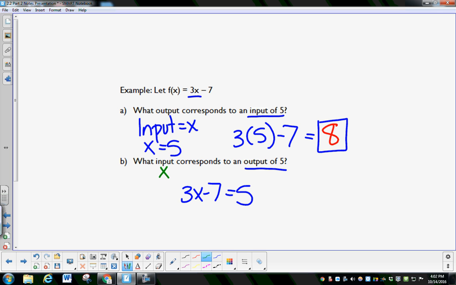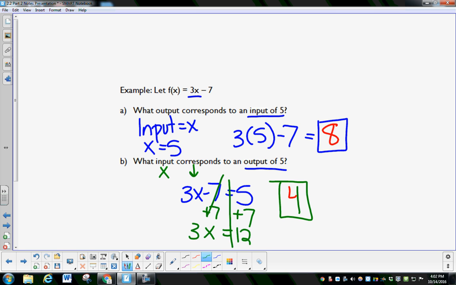So now this is just a typical algebraic equation. We'll get x by itself. We have to undo adding and subtracting first, so we'll add 7 to each side. We end up with 3x equals 12. And we know that we can divide by 3, or we just know that 3 times 4 is 12. So x is 4. That's our input.